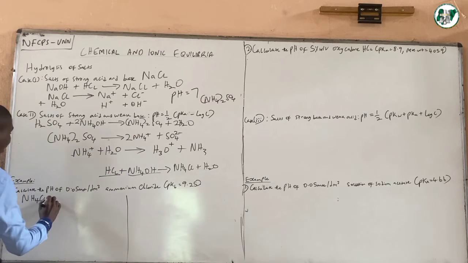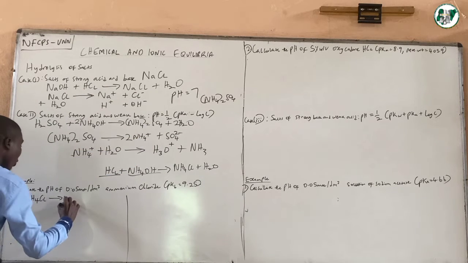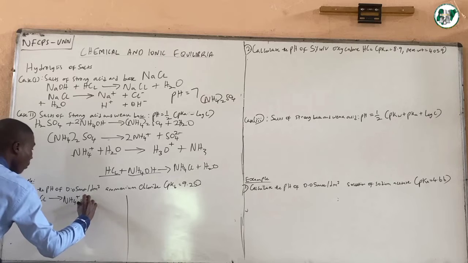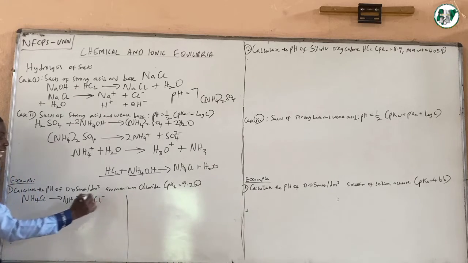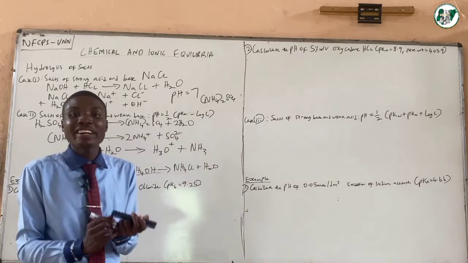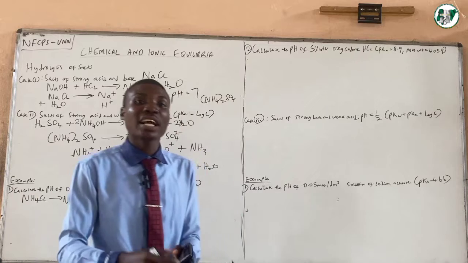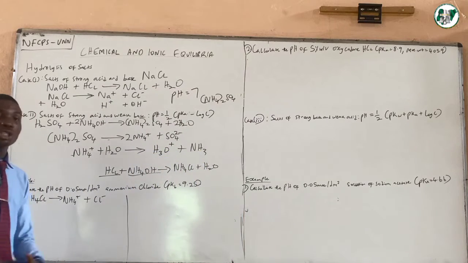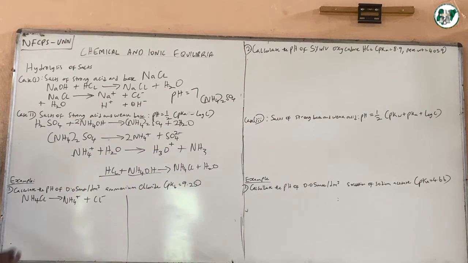But let us look at the dissociation first of all. Dissociation will give us NH4 plus and Cl minus. This is an anion of a strong acid. I already mentioned that anions of strong acids do not cause any change in pH, so they are neutral in solution. What we have left here is NH4 plus.